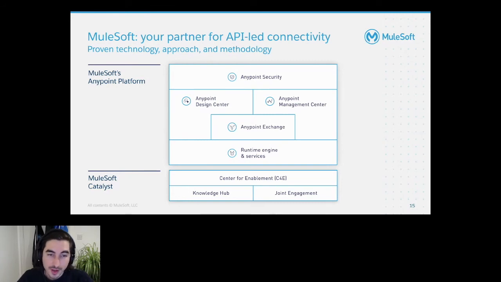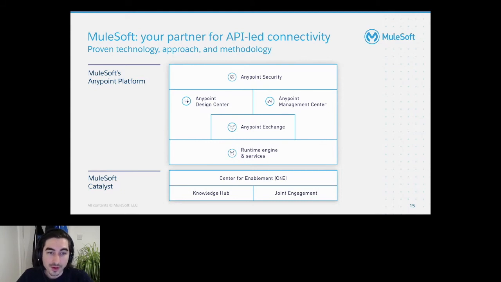That's where you publish your assets, right? Now, you have also the runtime engine and services. This is the Runtime Manager, and this is what we call the runtime plane. Lastly, at the bottom, you can see MuleSoft Catalyst. MuleSoft Catalyst is what Arno was mentioning in the previous session. So in Catalyst, you can find all the resources that were created by professional services, by our customers, and by our partners that are shareable.